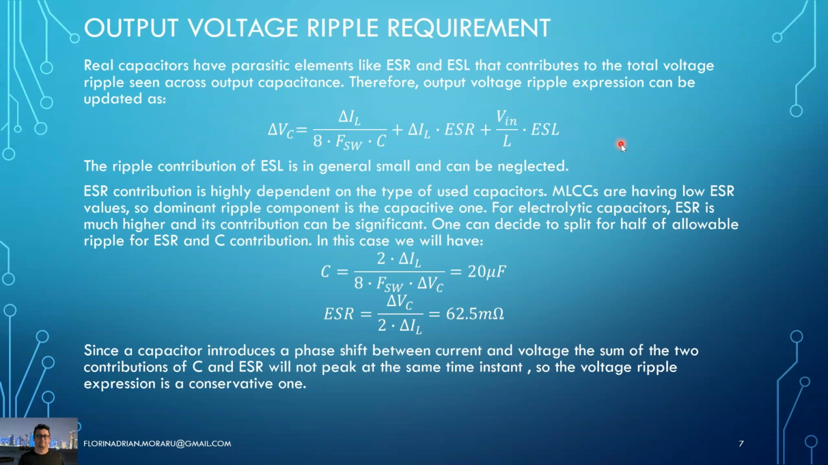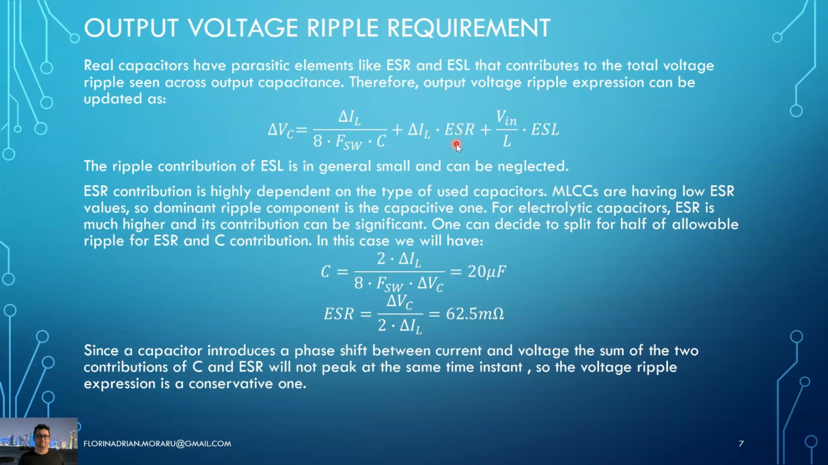Of course, real capacitors have parasitic elements like equivalent series resistance and equivalent series inductance. Usually, if the inductance is in the range of nanohenries, the contribution of the ESL to the total output voltage ripple is very small and can be easily neglected. Therefore, the previously derived formula can be updated with the contribution of the other parts. If the ESL part is neglected, then for the ESR it is just a discussion based on the type of capacitor used.